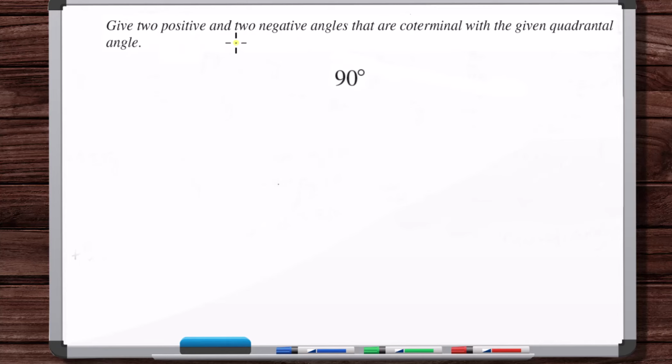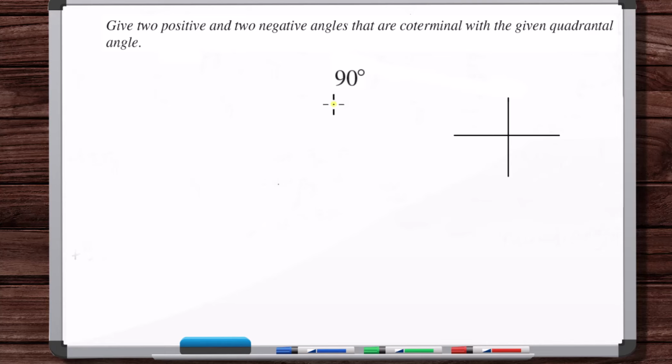Give two positive and two negative angles that are coterminal with the given quadrantal angle. So what does quadrantal mean? Every angle, if you're measuring it from standard position, is going to lie in a quadrant, right? Quadrant 1, quadrant 2, quadrant 3, or quadrant 4. But actually not every angle, because what if you have an angle of 90 degrees or 180 or 270? It's not in a quadrant, so these angles are quadrantal angles.